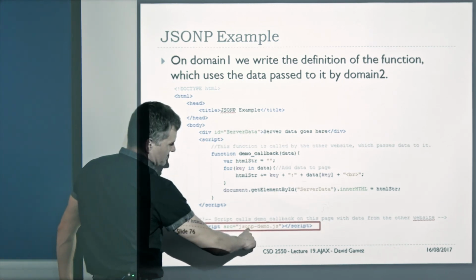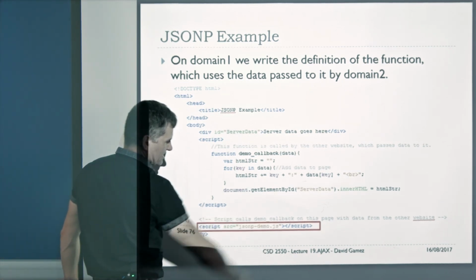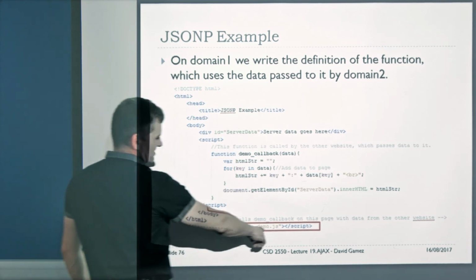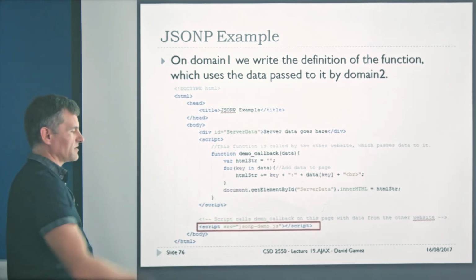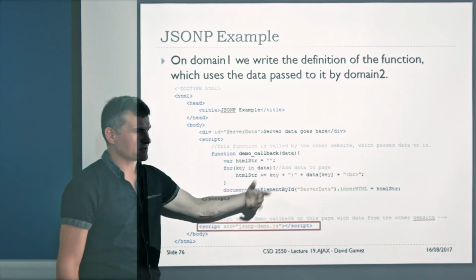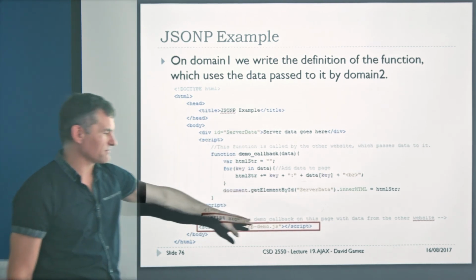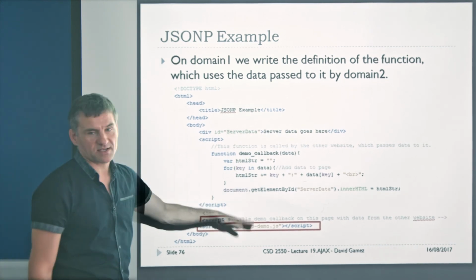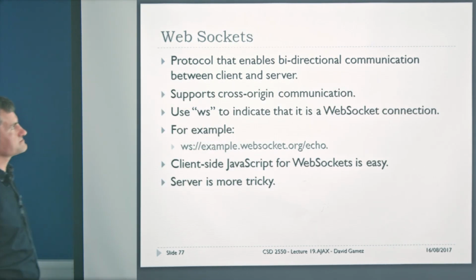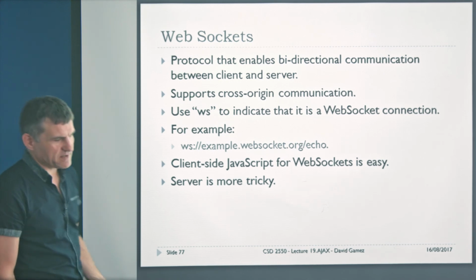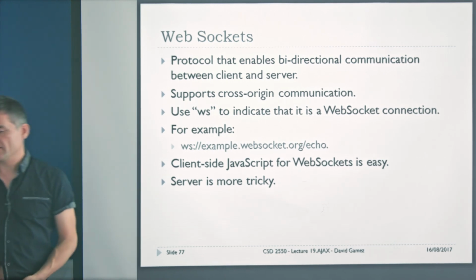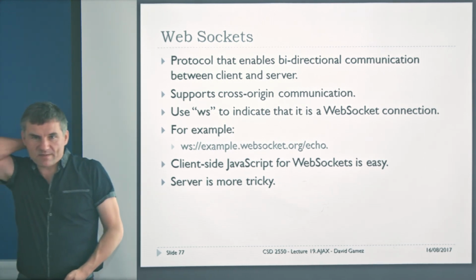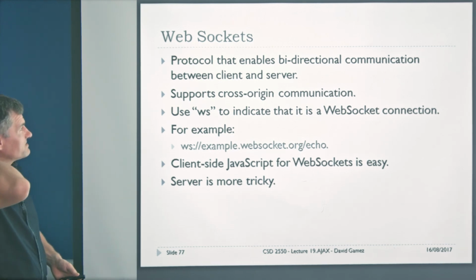The first time we might just use JSONP demo.js. The second time we might do JSONP demo.js and then put some random rubbish after it. As long as domain 2 understood that the random rubbish was just rubbish, it would return the same file, but the browser wouldn't cache it. That's the important thing here. So that's JSONP, which I can't say I'm a huge fan of. It's a little bit hacky. I think WebSockets are a much nicer and more modern communication method.